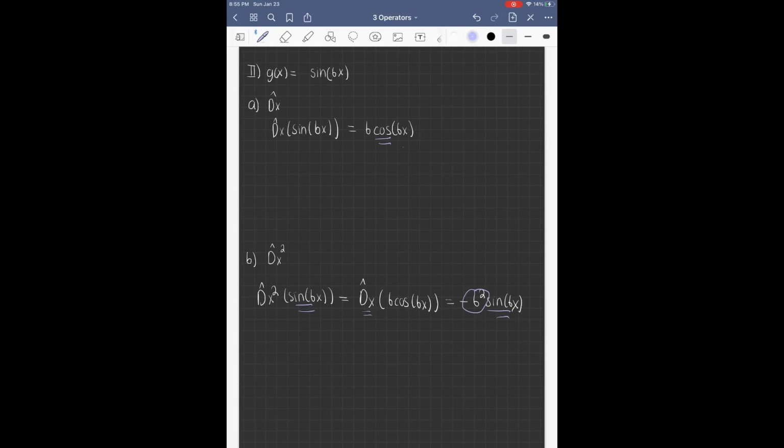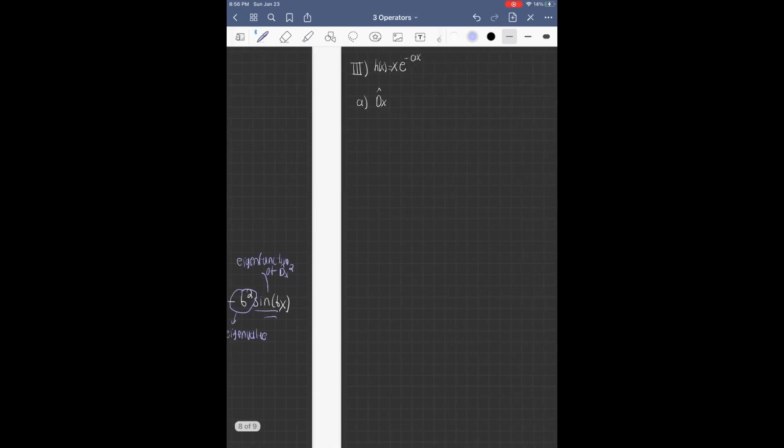This is going to be the eigenvalue, and this is the eigenfunction of the derivative squared. All right, now go to the next part.